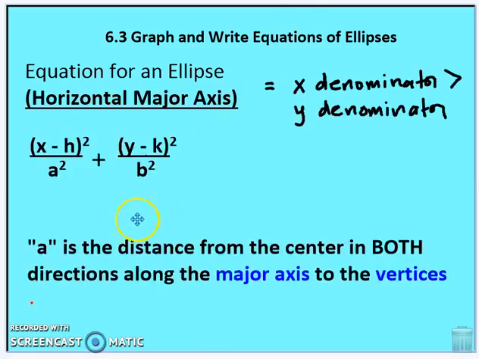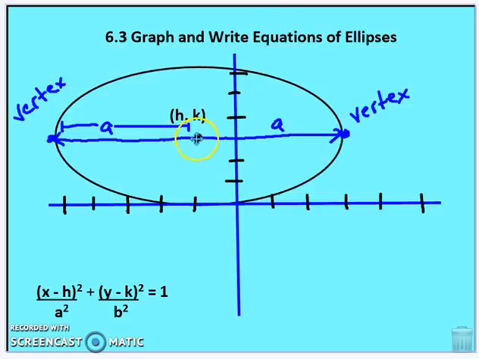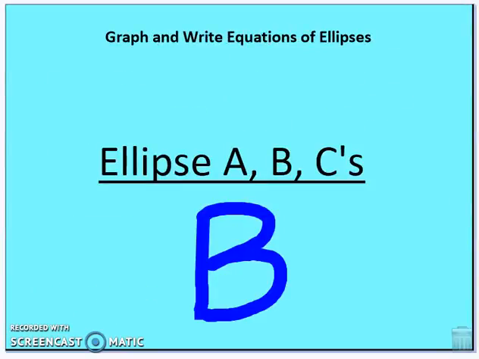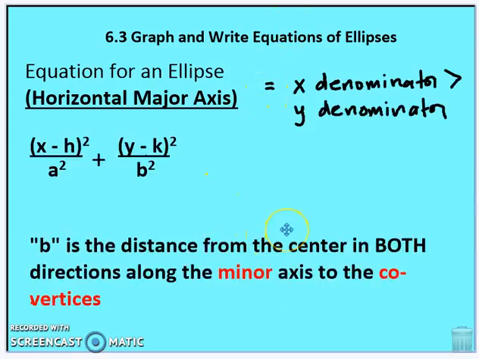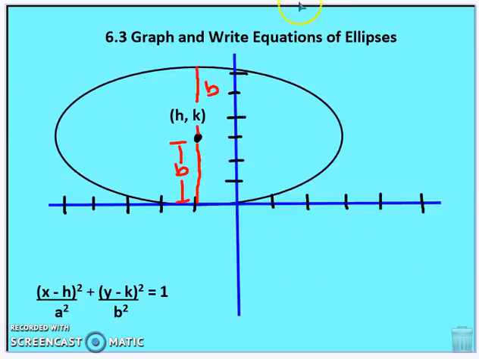And now let's talk about a. A is going to be the distance from the center in both directions along the major axis to the vertices. So a is going to be this distance here from (h, k) along the major axis to each of the vertices, both left and right. So we're going to add or subtract values from the x part of the coordinate for the center. The b value is going to be the distance along the minor axis from the center in both directions. So again, b units up and b units down where the major axis is horizontal.